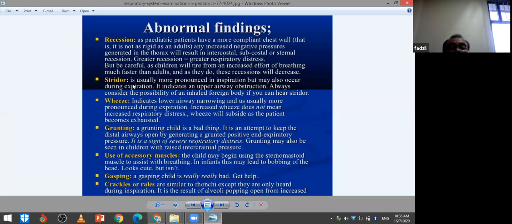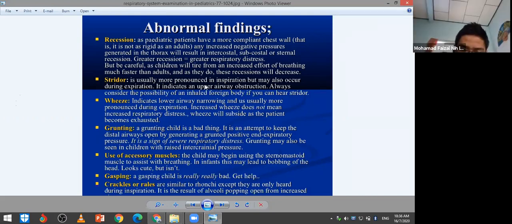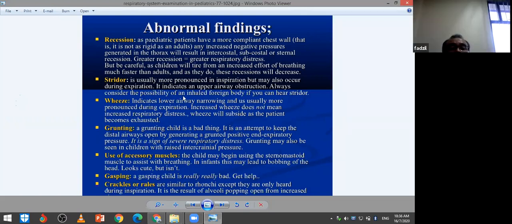Do they know what stridor is? Stridor is a sound from the upper airway. Wheeze is from the lower airway, and for aspiration it means the lower airway. All of these tell you there is air turbulence, an airway obstruction. This is the lower airway, this is the upper airway.